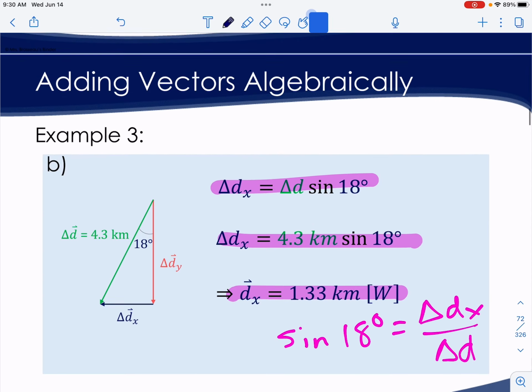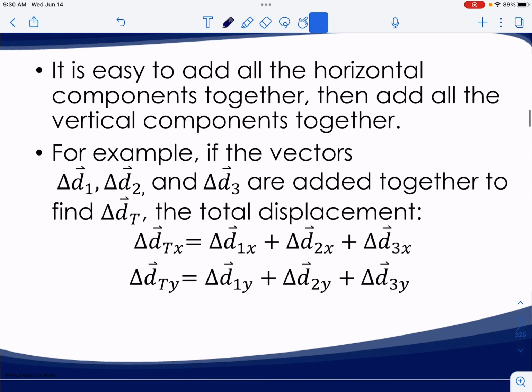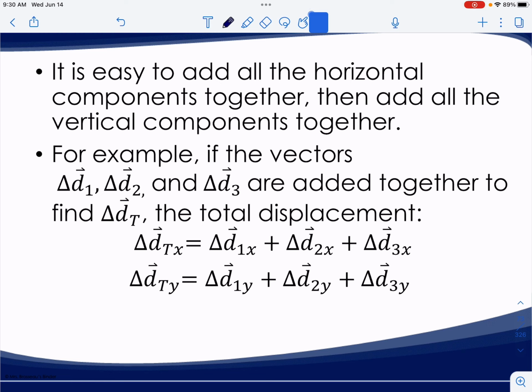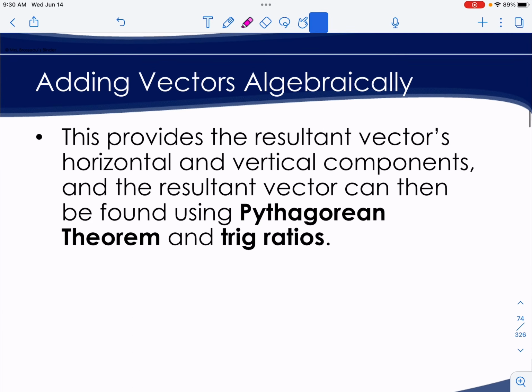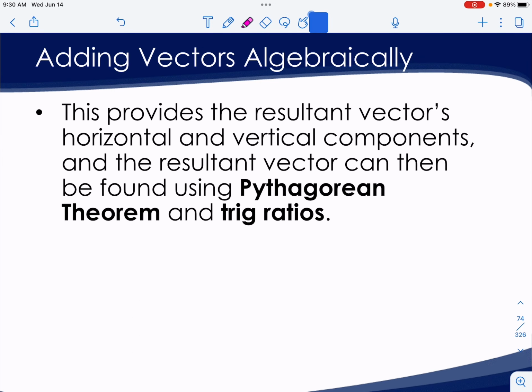Let me scroll back to where we were. So this is what we were talking about here. It's easy to add all the horizontal components together, then add all the vertical components together, like that, okay? This provides the resultant vector's horizontal and vertical components, and the resultant vector can then be found using the Pythagorean theorem and trig ratios.